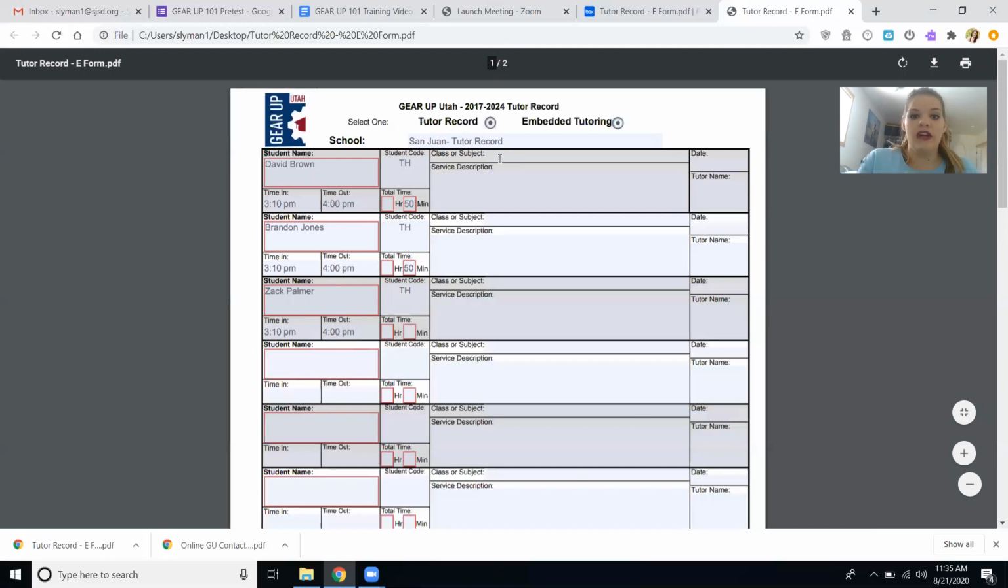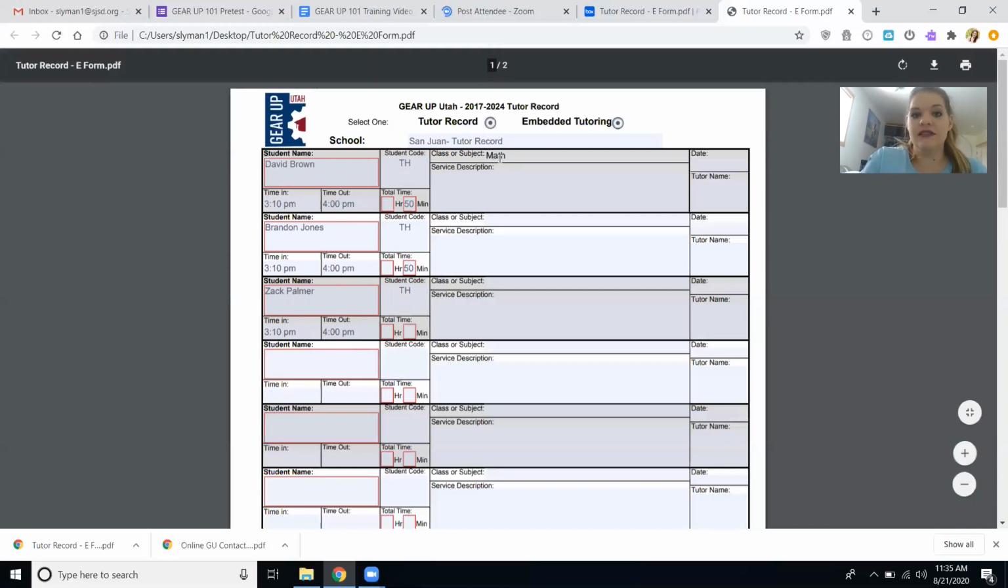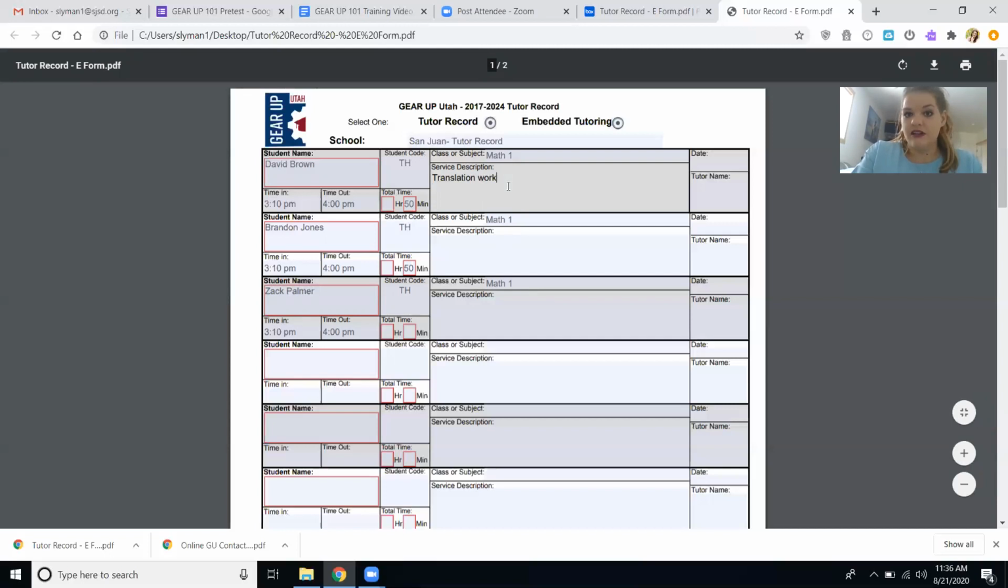They asked for math. When you're writing in the class or subject, this is where you have to be very specific. So you need to put the exact class you are helping them with. So these kids are going to be freshmen, so they are in Math 1. Okay, Math 1 and Math 1. And then here is what you help them with. So let's just say, one thing they do in Math 1, because I go to that class, is they worked on translations. And I helped them with their homework. And then that's all I have to put for those, okay?